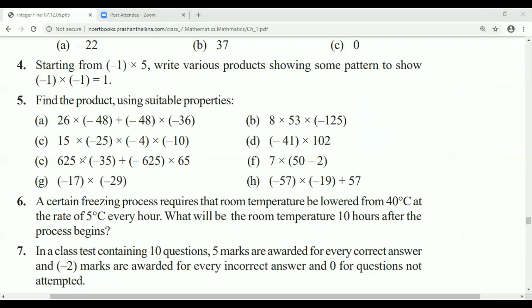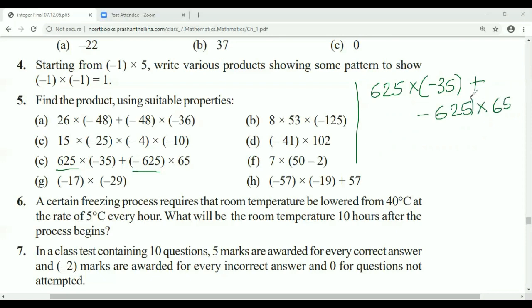Next, listen to question E. 625 into negative 35 plus negative 625 into 65. You can see the common number here is 625. That is distributed over the numbers negative 35 and 65, which are added there. We can write the question here. That is 625 into negative 35 plus negative 625 into 65. So this is the question we have.